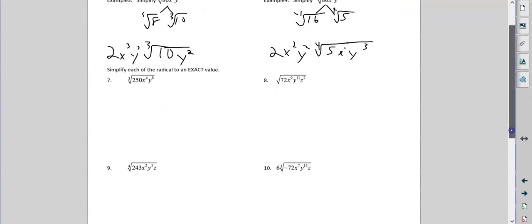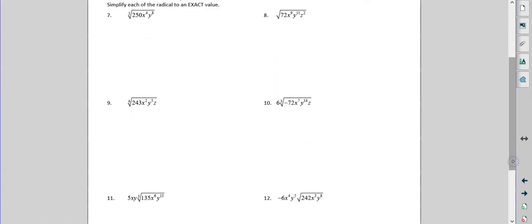And now we're just going to practice some more, just to make sure we got it. So the cube root of 250, we're going to look at our chart. That's going to be 125 times 2. Cube root of 125 is 5. I'm going to put this cube root of 2 over here, leave a little space.